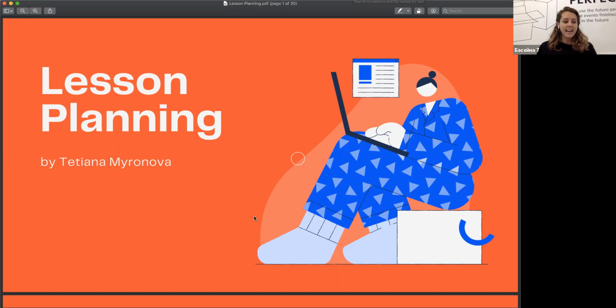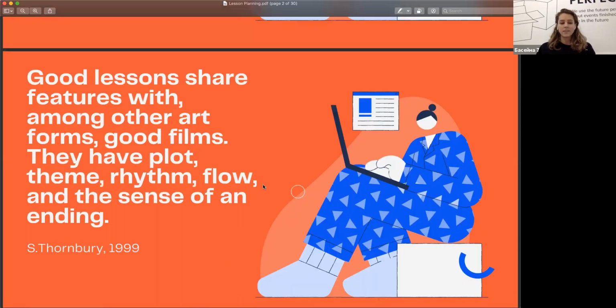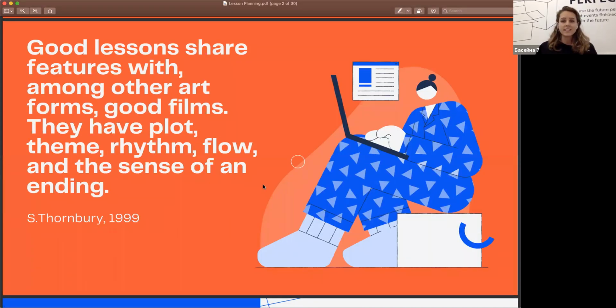What we will do today is look at the principles and strategies of lesson design, but from the point of view of art, from an art perspective. And for that, a quote by Scott Thornbury will help us a lot, because I think it's genius. He said that a good lesson shares features with good films because they have plot, theme, rhythm, flow, and the sense of an ending. Sounds great, doesn't it?